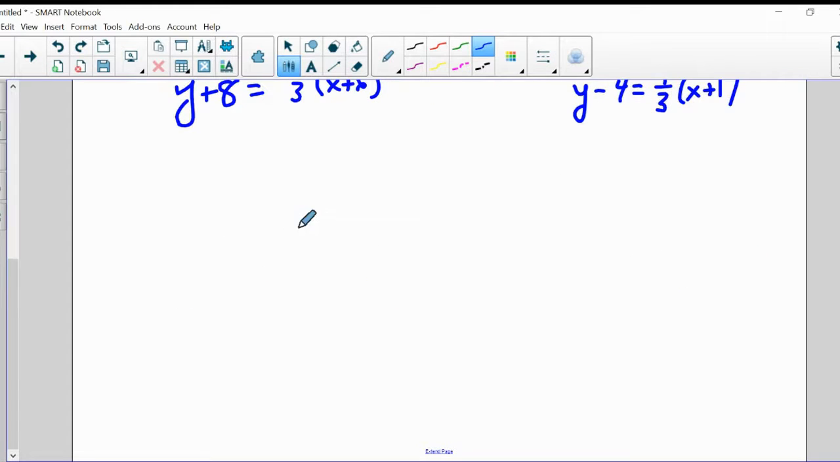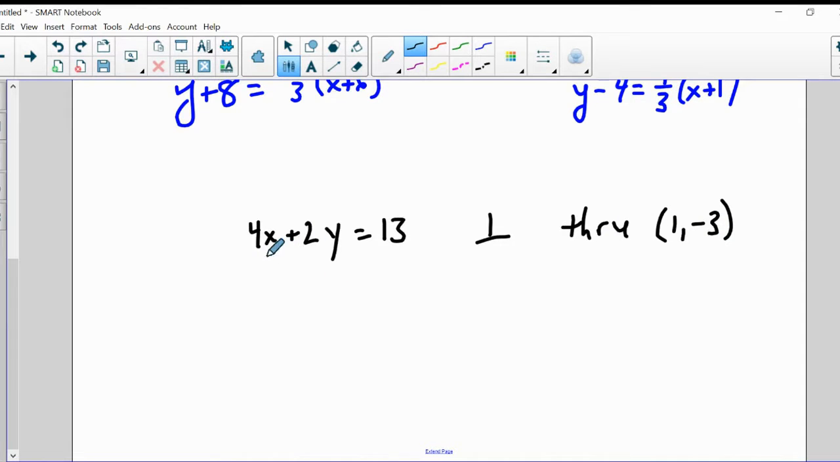One last question. What happens if I have a situation where I'm given something like this? I'm given a line, 4x plus 2y equals 13, and I want it to be perpendicular through 1, negative 3. Well, when I flip these, I have 2x and minus 4y. So if they're both positive, I just change one sign. If one of them's negative, I would change one sign. I don't know why I wrote 10. That's kind of weird. Do I have to simplify it? That depends on the teacher.